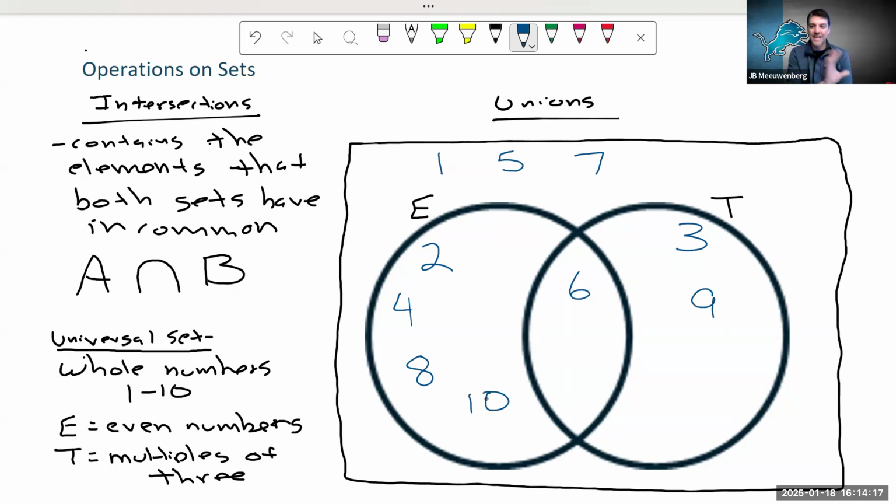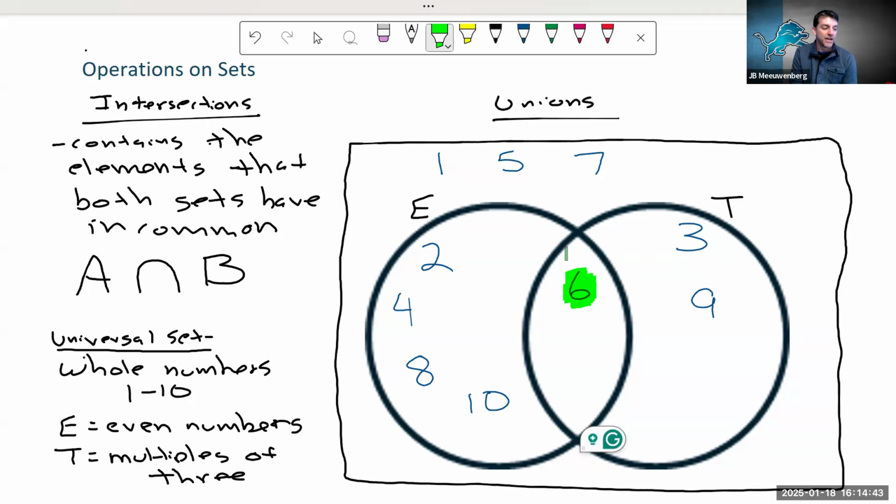Just examine that for a second. Examine our Venn diagram. What do we notice? Well, we have several numbers that are part of the universal set, but they're outside. We have several numbers that are in the even category, a couple that are in the 3 category, but then we have one single number in this overlap area. It's the number 6.